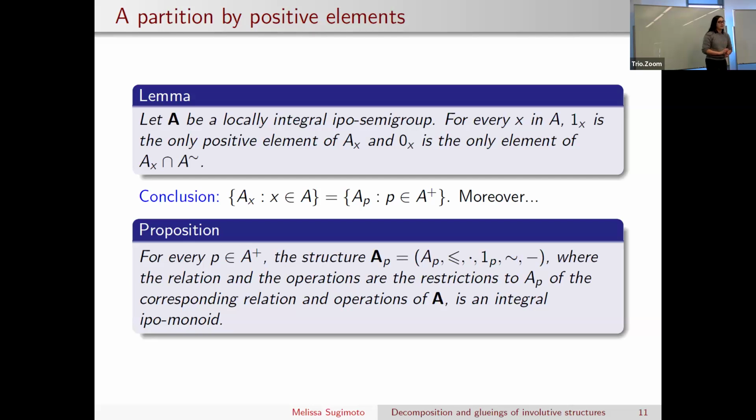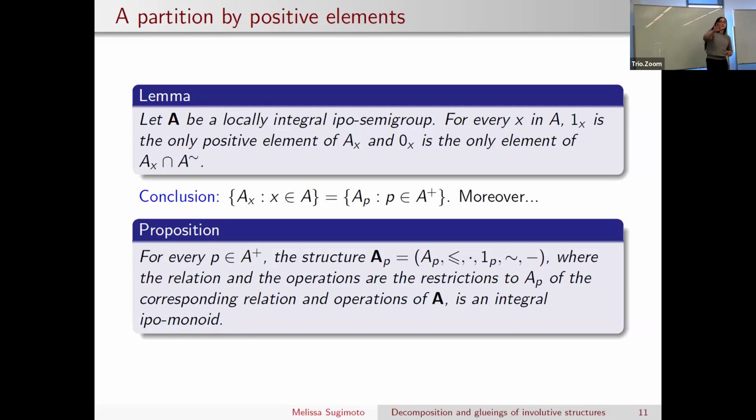And what we discover is that if we look at one of these equivalence classes, A_x, the only positive element that appears in A_x is going to be that local identity 1_x. There will be no other positive elements in there. And similarly, there will be no other tilde elements other than 0_x. So that means if we want, we can pick that 1_x as the representative of the equivalence class, which means that the set of all of these A_x is actually just the same thing as the set indexed over the positive elements.